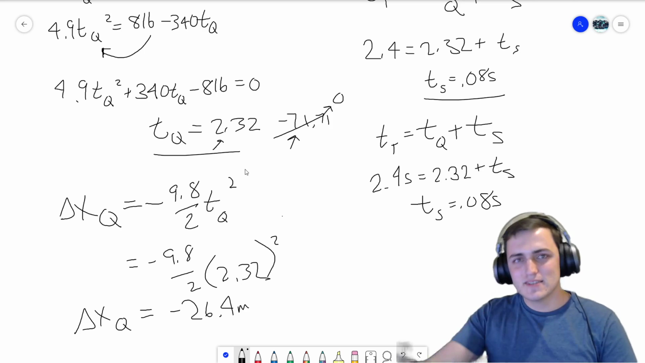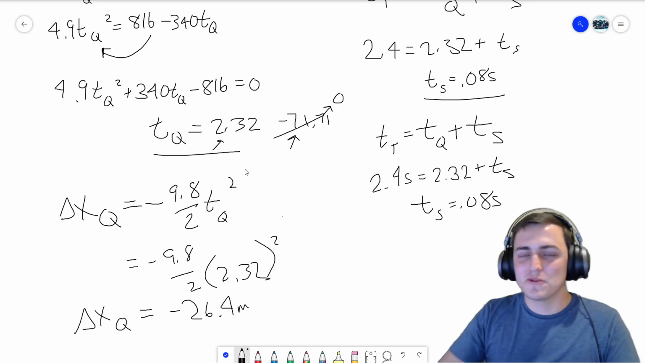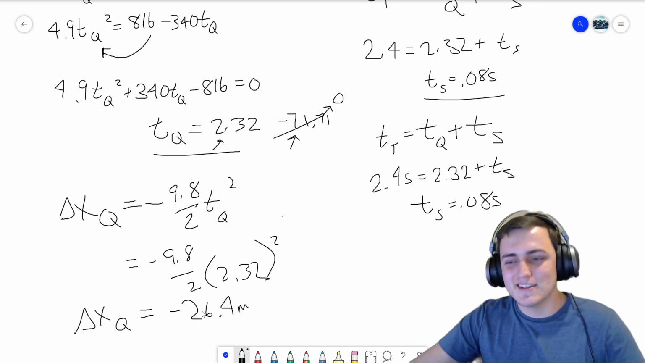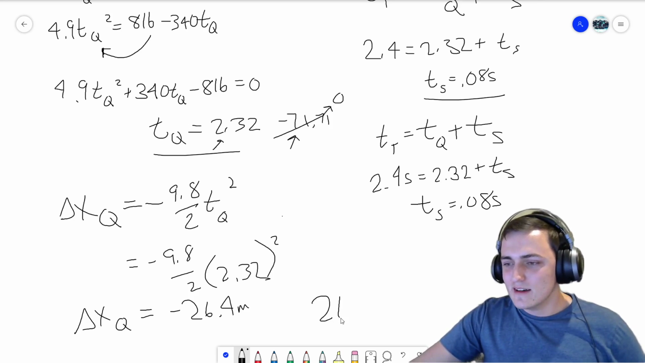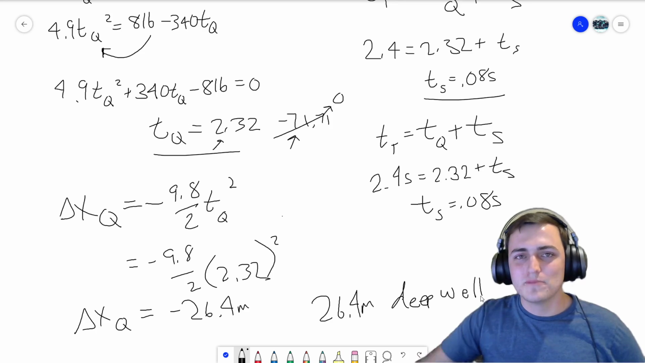We just want the distance. And distance is a magnitude. Displacement is a vector with direction. And this is our displacement vector, but we just want a distance. We just want a 26.4 meter deep well. That's going to be our answer. 26 meter deep well.